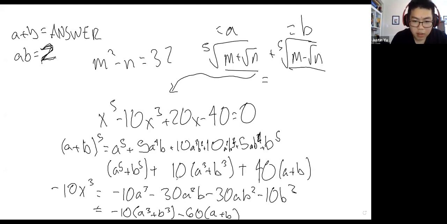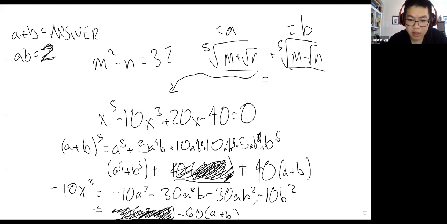Oh, look. You see this? You see what happens here? Isn't it just so nice when things cancel? And you can just scratch them out as if they're not even there. We also see minus 60 times a plus b plus 40 times a plus b. That's going to sort of cancel. But look, we have to add 20x, so there's also going to be a plus 20 times a plus b.